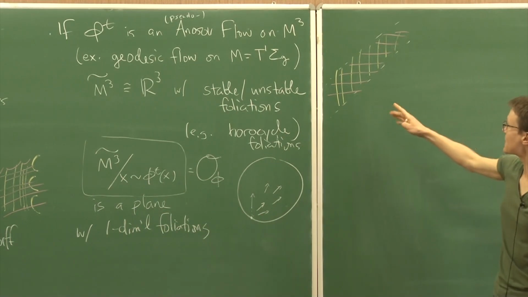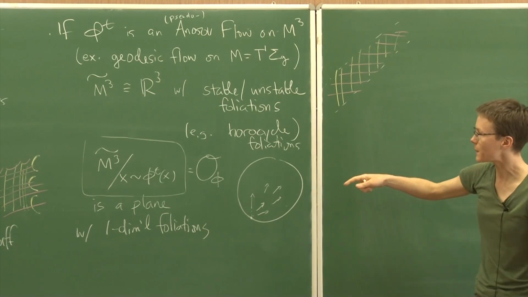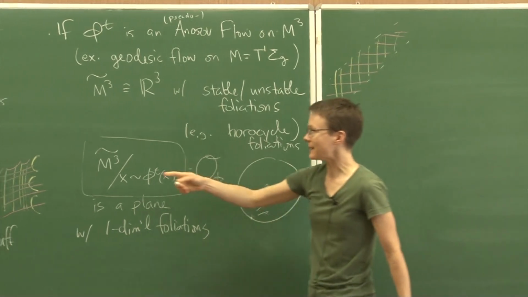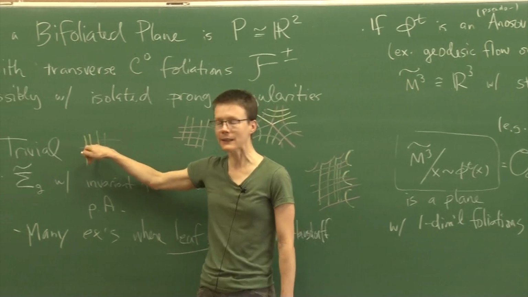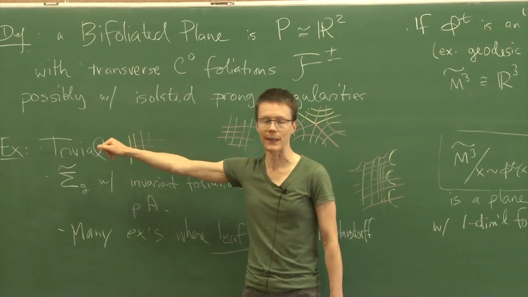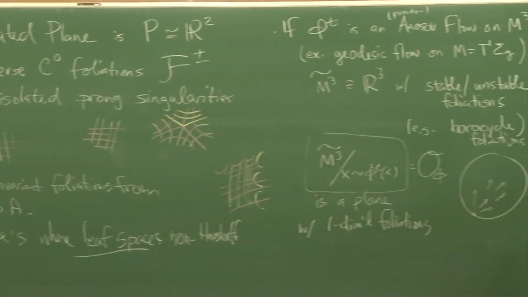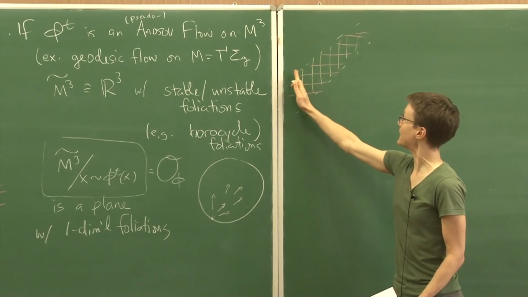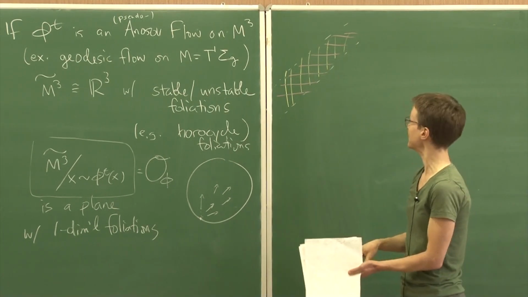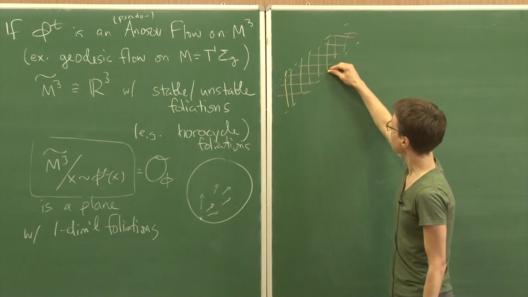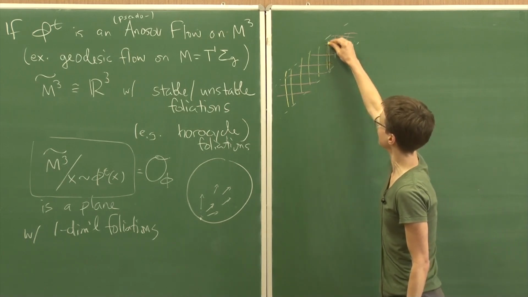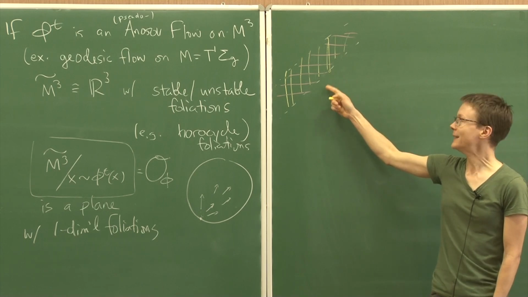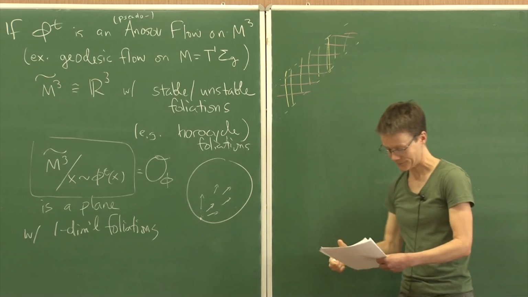And wait, why is this non-trivial? I have horizontal, vertical, right? Well, the property that distinguishes this from the trivial plane is that in the product foliation, every leaf of the yellow meets every leaf of the pink. And here, that's not the case, right? A pink leaf is met by an interval worth of yellow leaves, but not all of them, and somehow there's like a first yellow leaf here that doesn't meet it. And that's going to end up being an essential geographical feature.